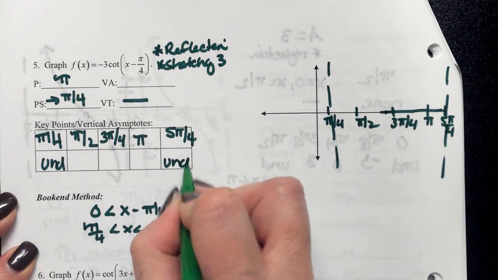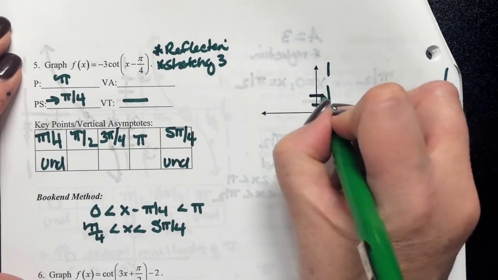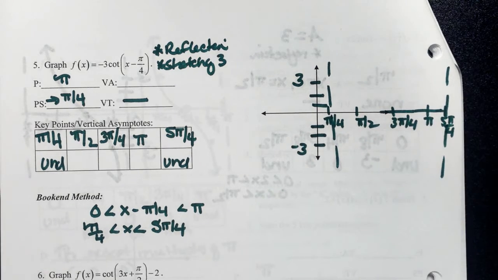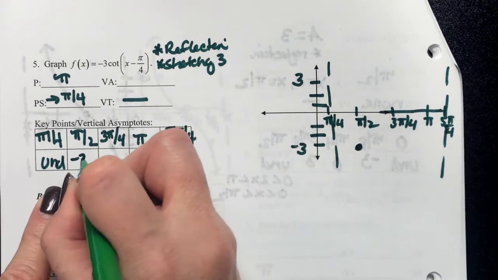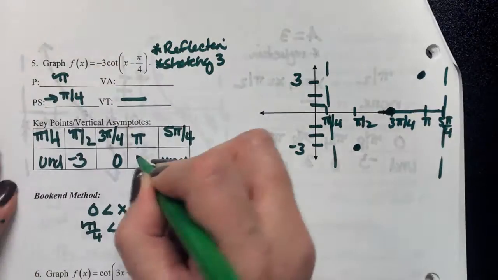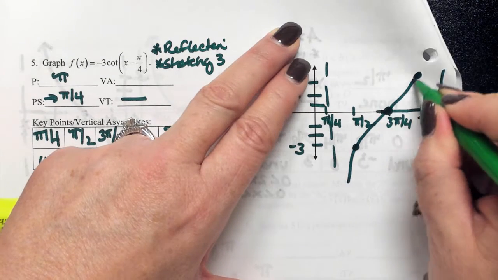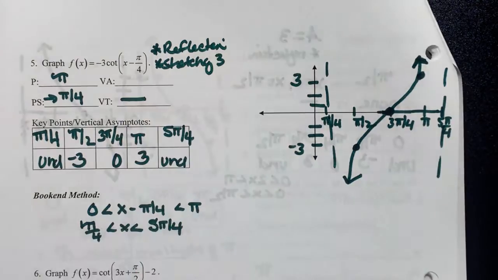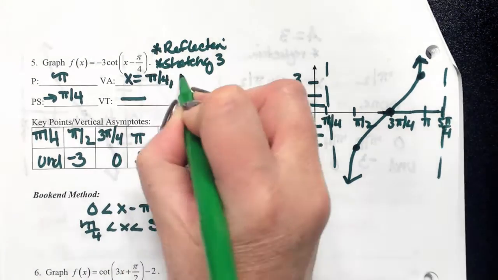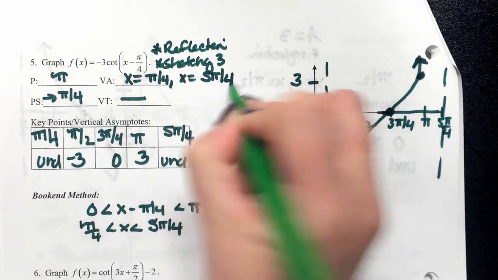Now be careful, it's a reflected cotangent with a stretch of 3. So my baseline is at 0 since there's no vertical shift. So at pi over 2, where's the point going to be? 3 or negative 3? Negative 3. Because it's a reflection. And then 3 pi over 4 will be 0. And then pi is going to be 3. And there's that curve. So my asymptotes are at x equals pi over 4, x equals 5 pi over 4.